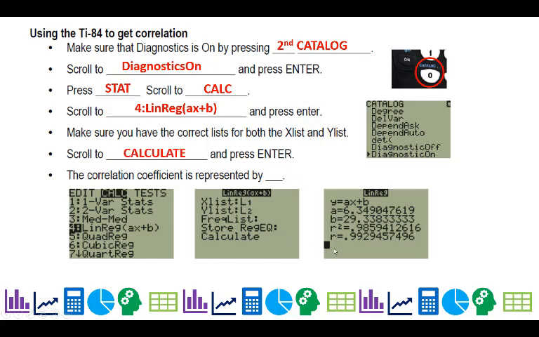The correlation coefficient is whatever is represented by R here. Now be careful because the font, sometimes it's hard to see if this is a negative. So make sure you check the sign there when you're writing the number. So there's R, the correlation coefficient.